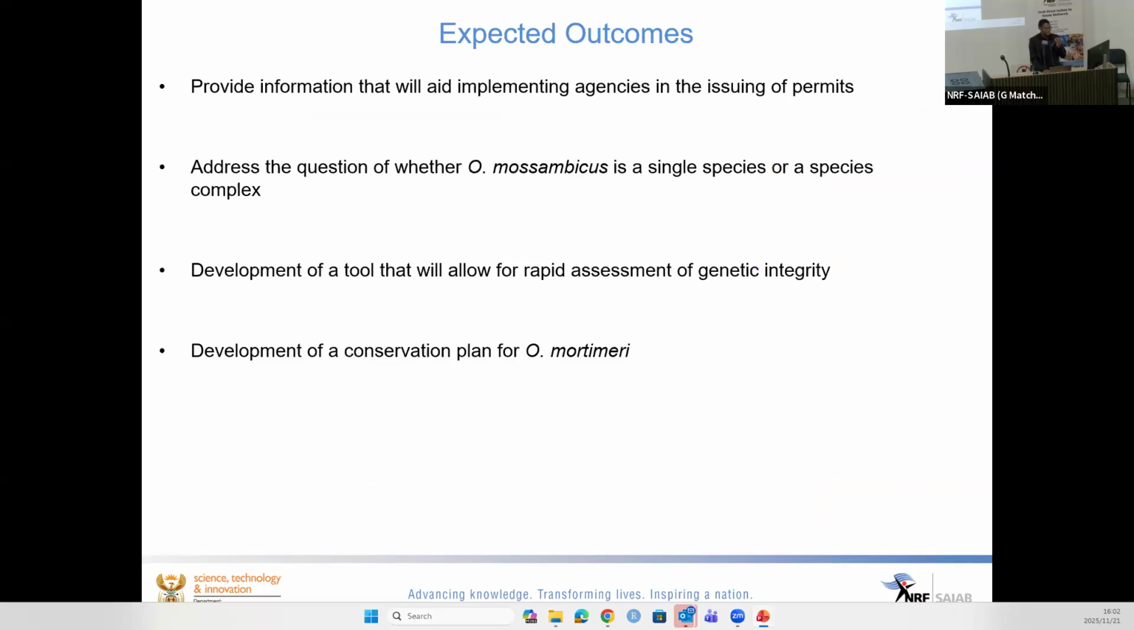My expected outcomes are to provide information that will aid implementing agencies in issuing permits, as well as address the question of whether Oreochromis mozambicus is a single species or a species complex, as well as develop a tool that will allow for rapid genetic assessment, as well as develop a conservation plan for Oreochromis mortimeri in the Middle Zambezi, if we do find it.